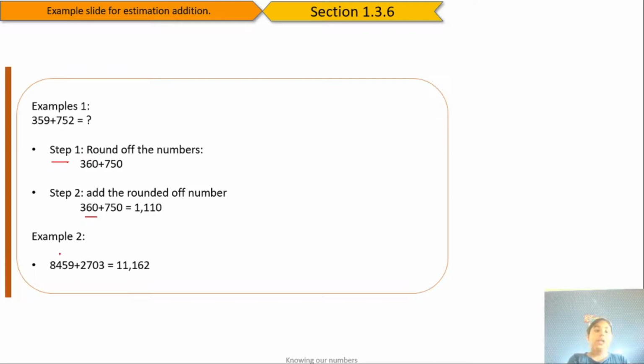Example 2. So in this example, I have not shown the steps and I have not done a rounding off. So if you know the rounded off answer, do tell me in the comments down below. I've added these two numbers straight away and the answer came 11,162. It's not a rounded off version.